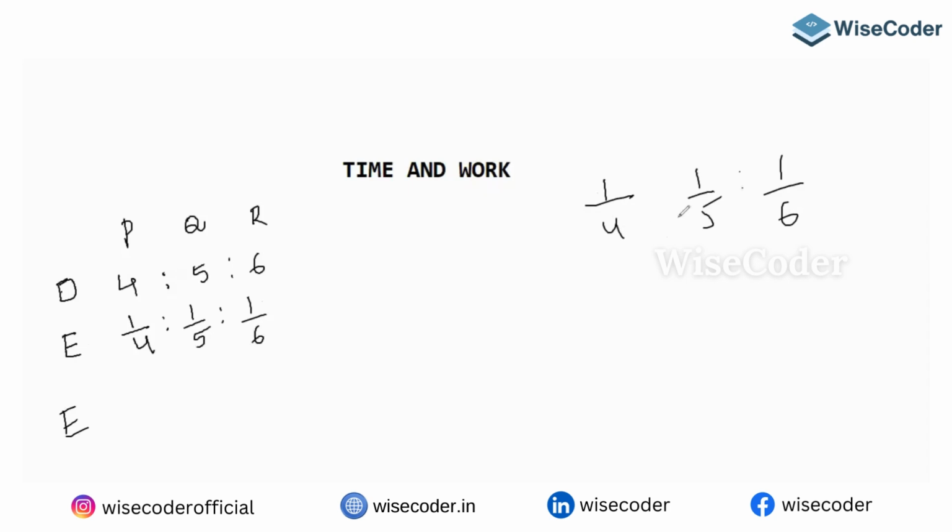60 is going to divide with 4. So 4 how many times 60? 15 times. 5 how many times 60? 12 times. 6 how many times 60? 10 times. So the efficiency ratio is 15 is to 12 is to 10. If you calculate 15 plus 12, 27, plus 10, 37.